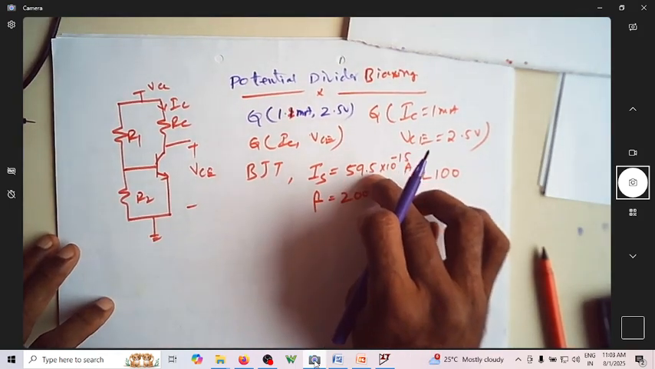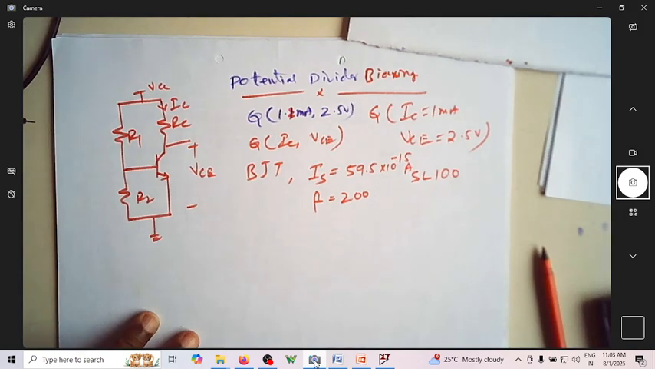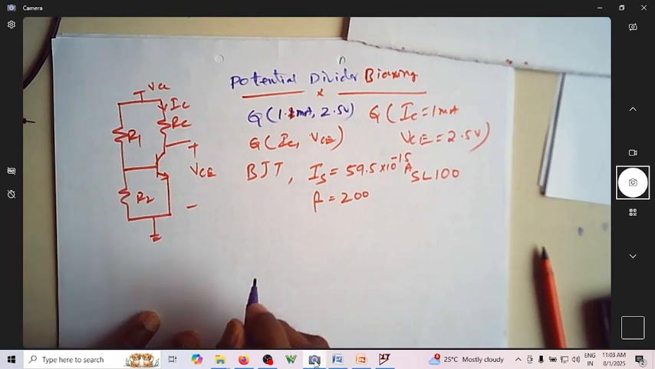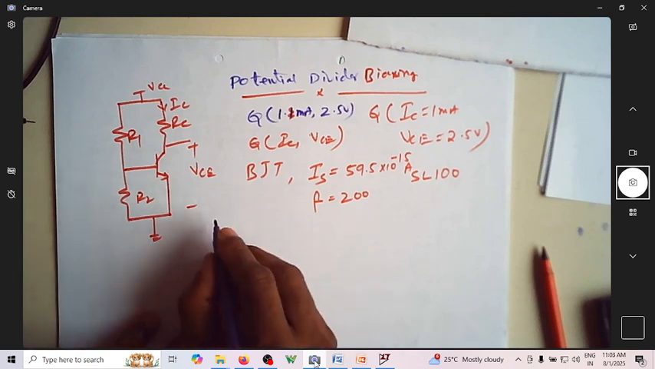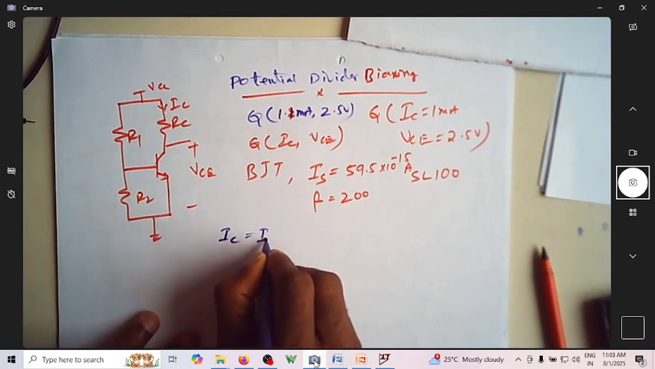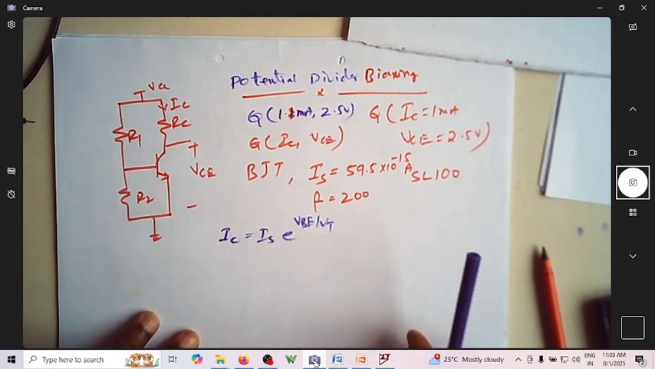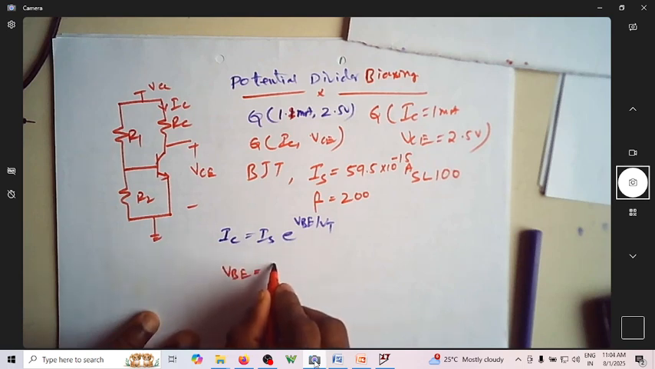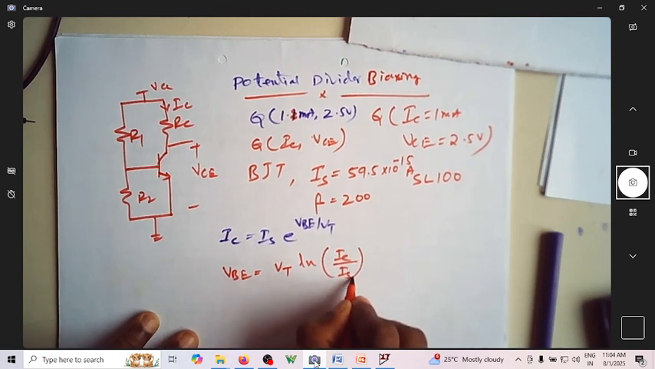Okay, with these specifications, let us start with the design. Because I need to use this, I need to design the values of R1, R2 so that I can achieve this particular specification. So to start with, let us do the exact design. One of the equations you have is IC is equal to IS exponential VB by VT. From this we derive the expression VB is equal to VT ln of IC by IS.